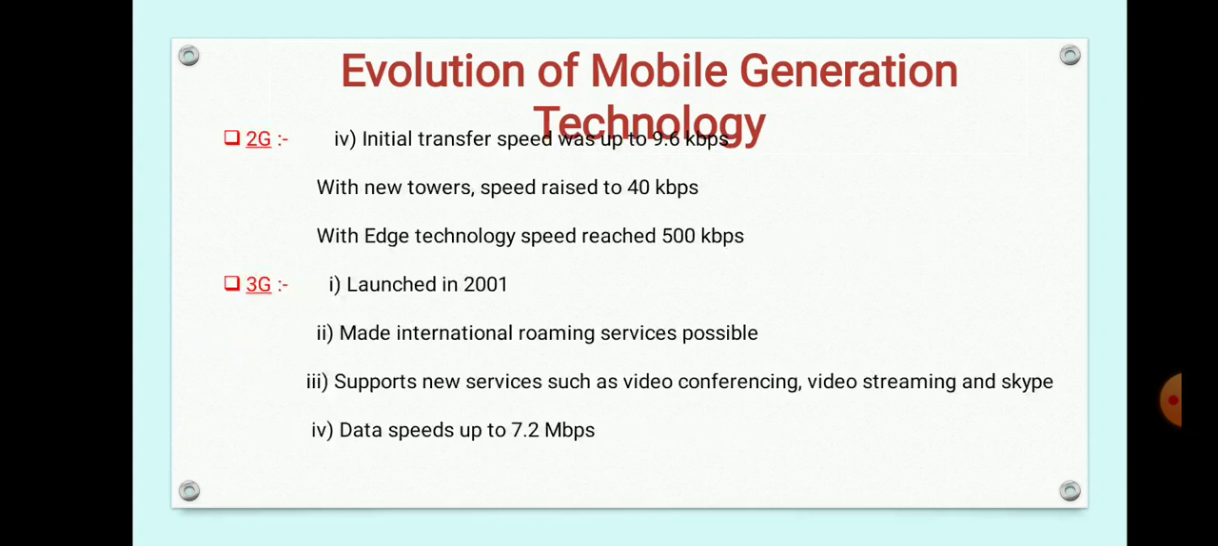And regarding the data transfer speeds, the initial transfer speed of 2G was up to 9.6 kbps. With the installation of new towers, the speed increased up to 40 kbps. And with the use of EDGE technology, the speed reached up to 500 kbps.